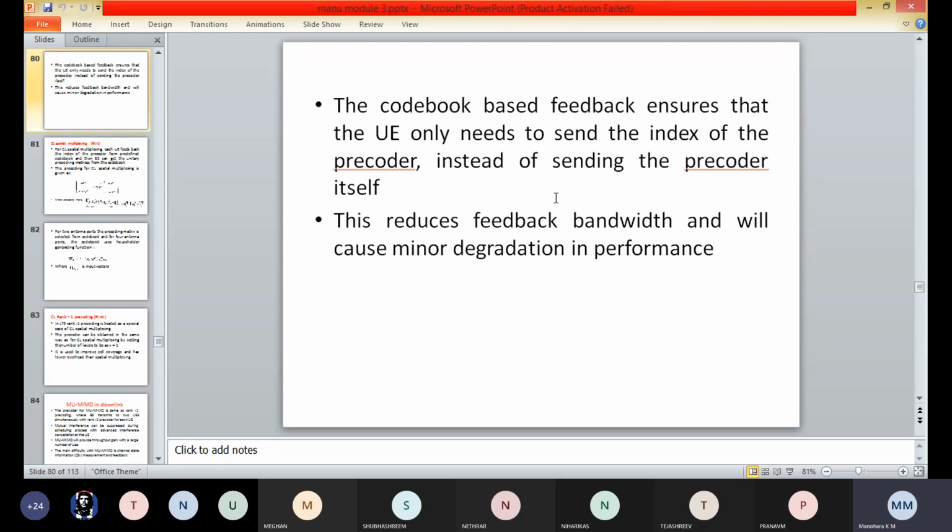So this reduces the feedback bandwidth significantly and has been shown to cause only minor degradation in the performance due to the quantization of the precoder.